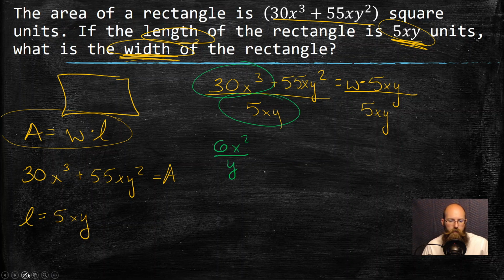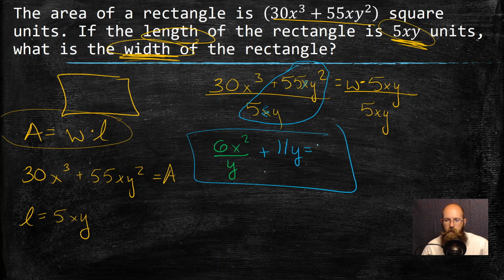All right, now I'm going to do my other one, and let's do it in blue. Hopefully people aren't blue-green colorblind. All right, so now I'm going to divide these two things, right? Because they're both over that 5x. Everything on the top gets divided by that 5x. So 55 divided by 5 is going to get me 11. X over x, they're going to cancel. Y squared over y, I'm left with 1y on top. And that is my answer. That's what w equals. And that's what they were asking for, is my width.